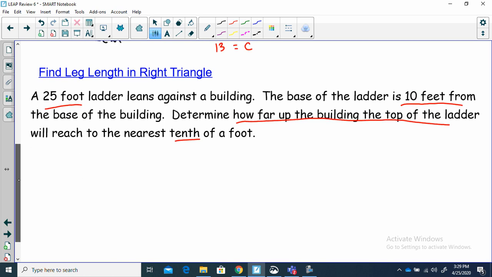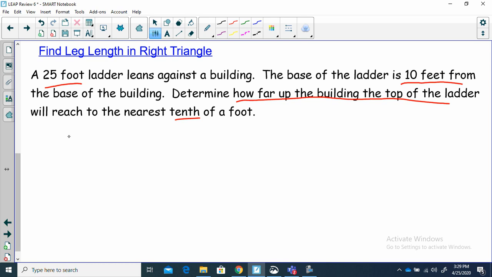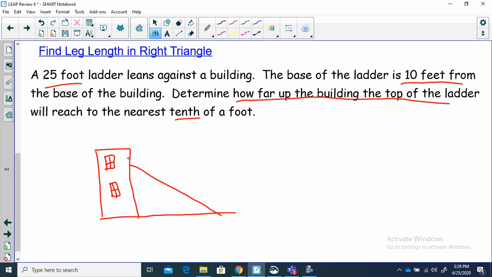First off, it's important to draw a diagram so we know what's going on. We've got a 25-foot ladder that leans against a building. I'm going to sketch a building here, with the ground, and I'm going to put in some windows so you know it's a building. Now, we have a ladder, and it goes up to the top of the building. I'm going to put some rungs here so you'll know that this part is the ladder, and that's the ground.